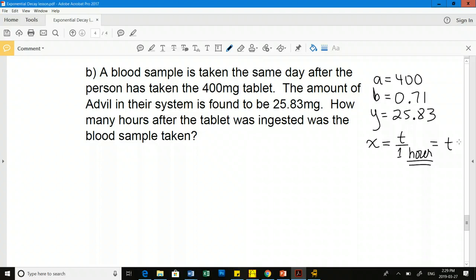Okay, so let's enter in what we know. We know y is 25.83. We know A is 400. We know B is 0.71. And X is just equal to t over 1, which is t. Okay, so I'm seeing an unknown in an exponent. What do I want to be thinking about when I see an unknown in an exponent? Log. Anytime my variable is in the exponent, log is what helps me do this.